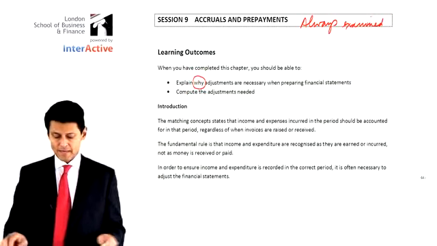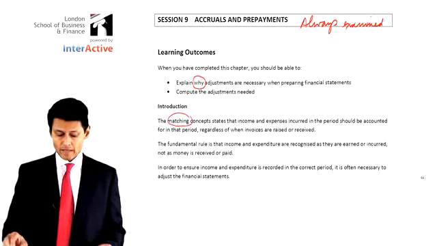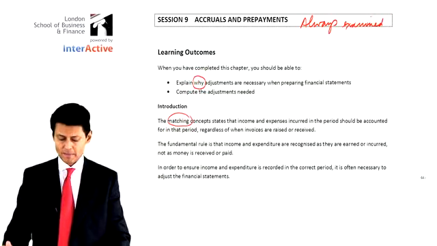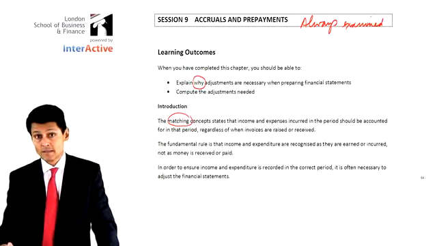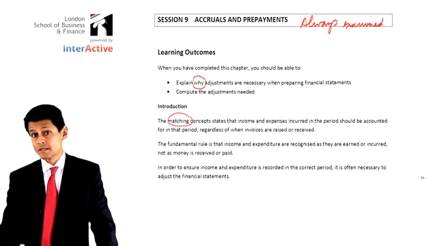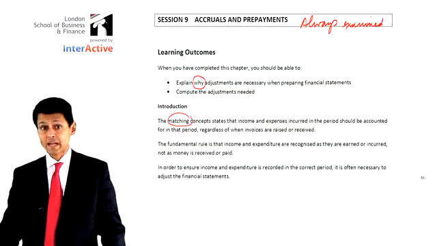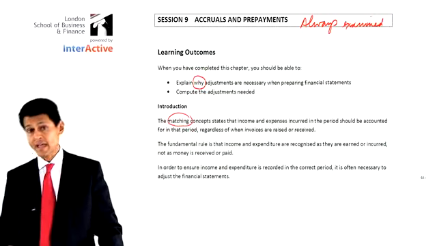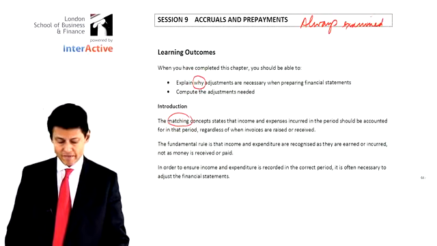Here we are, the introduction. The matching concept, might underline that word, matching, big word, states that income and expenses incurred in the period should be accounted for in that period, regardless of when invoices are raised or received. You see? So if our supplier hasn't charged us for a while, let's say a supply of electricity, something like that, we can't avoid it, we can't ignore it, we have to bring it in so that we have a realistic profit, giving a true and fair view.